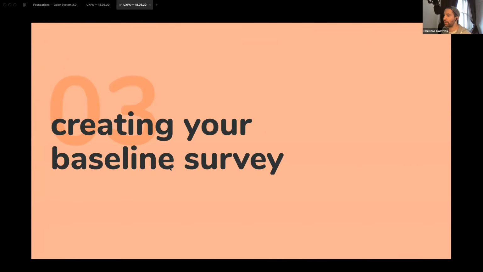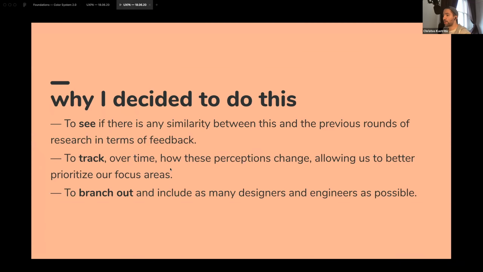So really, the holy grail in terms of sentiment is creating a baseline survey, something that we can use on a recurring basis, right? Why I really wanted to do this was to see if there was any similarity between this and the previous rounds of research in terms of feedback. We had a certain percentage of turnover. We had a lot of new initiatives that we'd introduced. So I really wanted to track over time how these perceptions change. And hopefully that would allow us to better prioritize our focus areas or our KPIs.